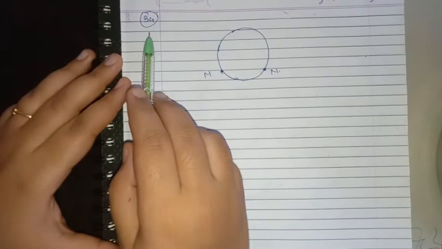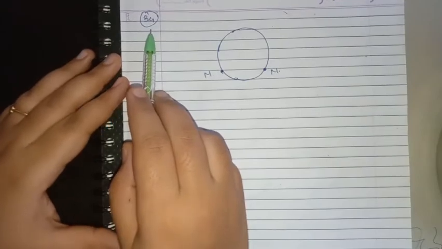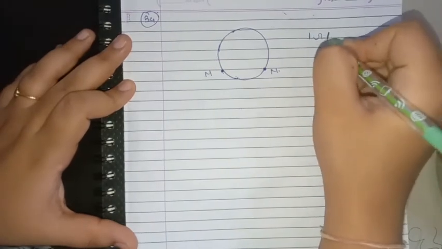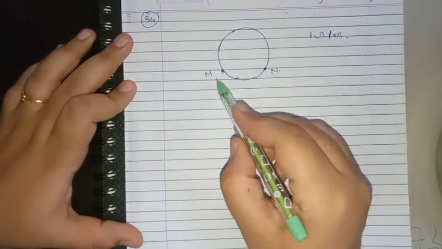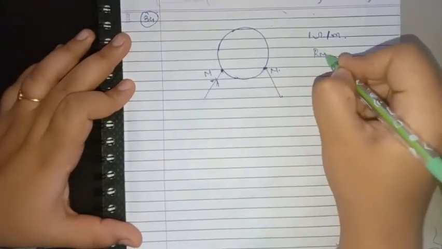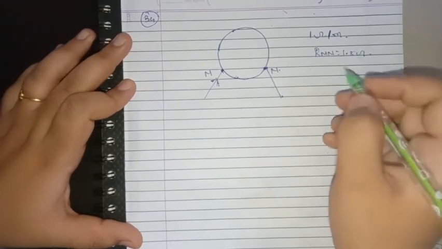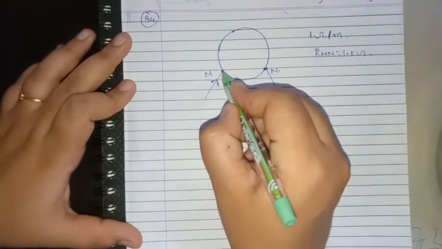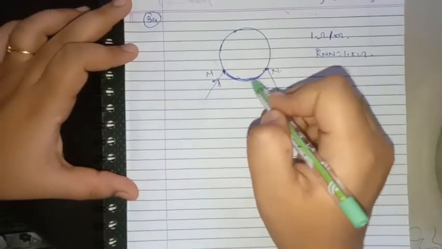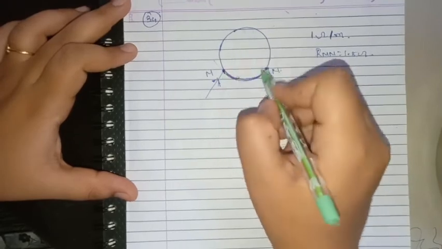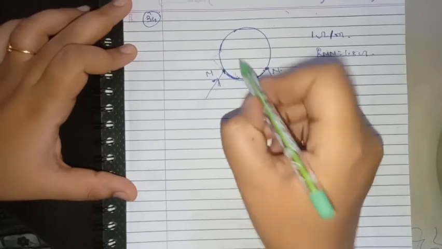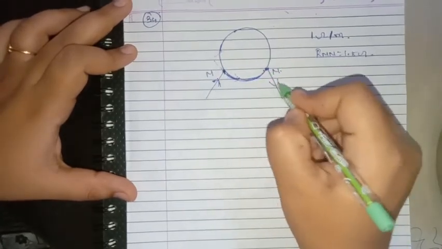In question number 34, a wire is bent into form a circle having resistance 1 ohm per meter. The equivalent resistance between M and N is 1.8 ohm. We want to find the length of this shorter section. Here the whole circular wire is divided into two sections and these two are connected in parallel. The current at point M will divide into two parts. At point N they'll combine again.